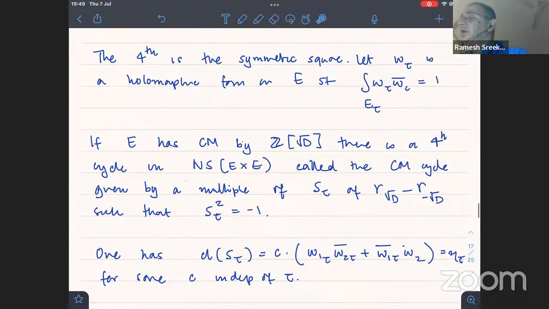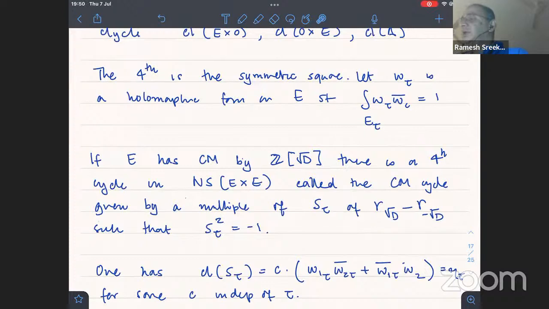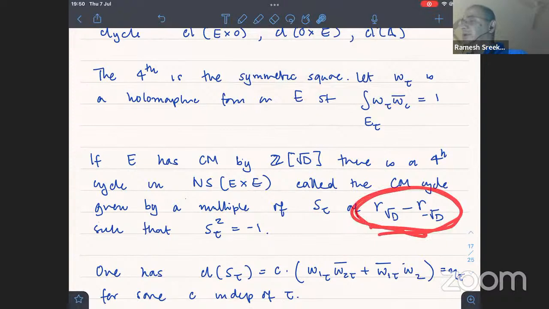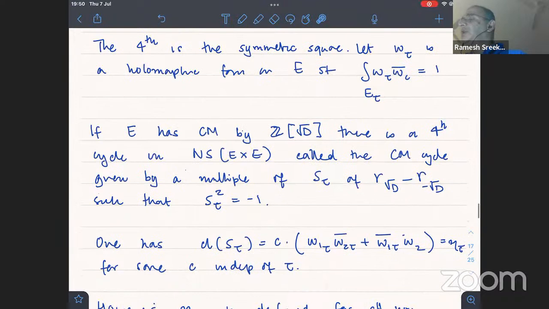Then if you have CM by some Z[root D], there is a fourth cycle in the Néron-Severi group of that. In other words, generically you have three cycles, but over a CM point, you have a fourth cycle. The fourth cycle is given by the graph of the complex multiplication, or more precisely, you can choose it to be the graph minus the graph of minus root D. You call it S_tau, and you also choose it to be a multiple of that, such that S_tau squared is 1.